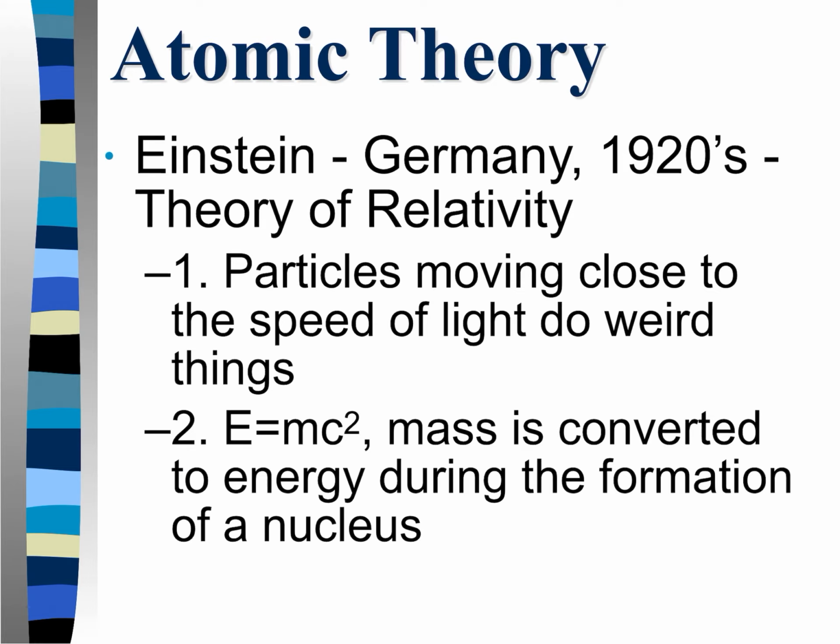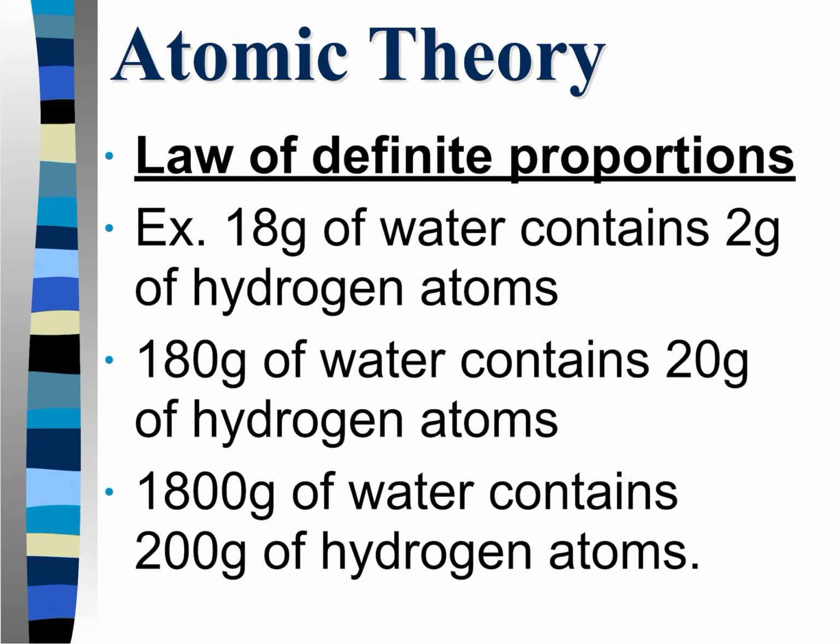Second thing he came up with is that mass and energy were related to each other. They were interconvertible. And one of the places where this occurs is in a star, where atoms fuse together, and in that process they release a tremendous amount of energy. So again, E equals mc squared, theory of relativity.